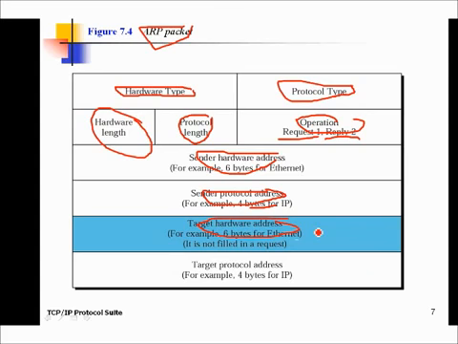Target hardware address. This is a variable length field defining the physical address of the target. For example, for Ethernet, this field is 6 bytes long. For an ARP request message, this field is all zeros because the sender does not know the physical address of the target. Target protocol address. This is a variable length field defining the logical, for example IP, address of the target. For the IP version 4 protocol, this field is 4 bytes long.